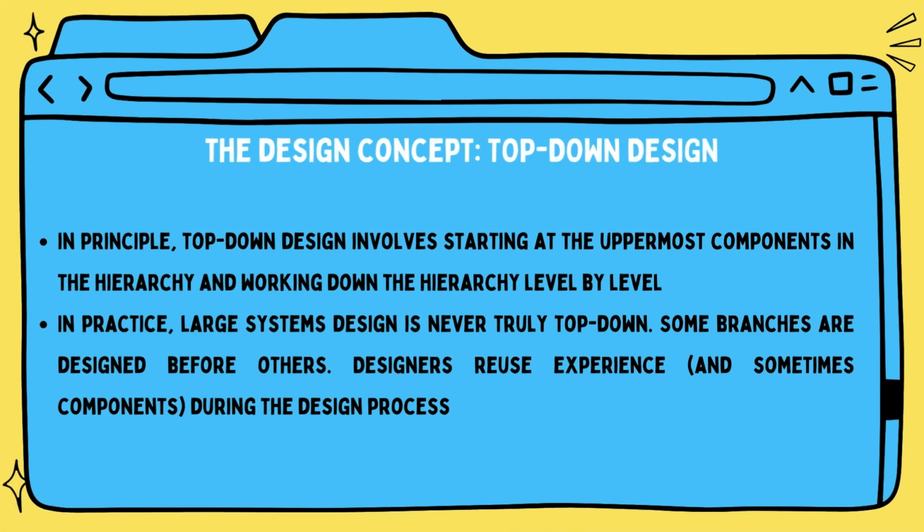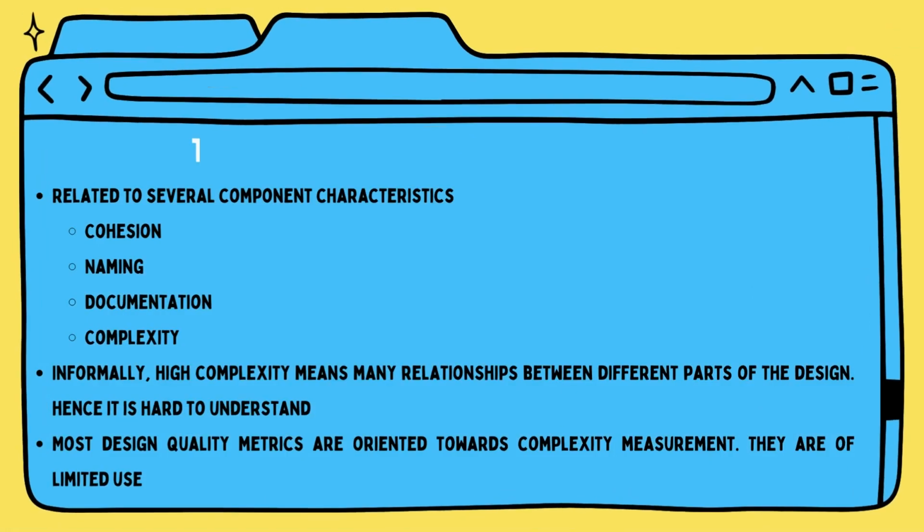Top-down design. In principle, top-down design involves starting at the uppermost component in the hierarchy and working down the hierarchy level by level. In practice, large system design is never truly top-down. Some branches are designed before others. Design reuses experience and sometimes components during the design process.